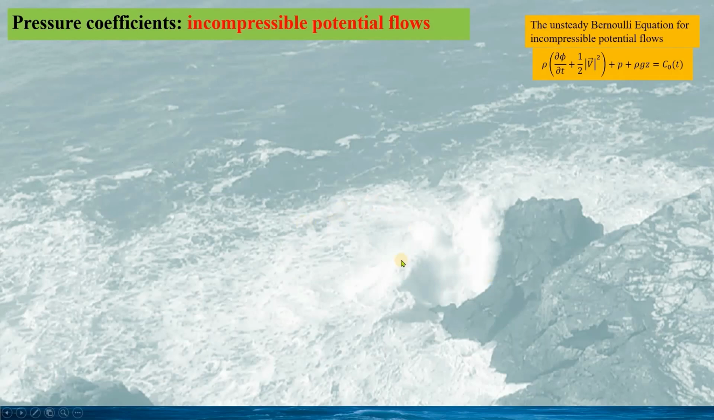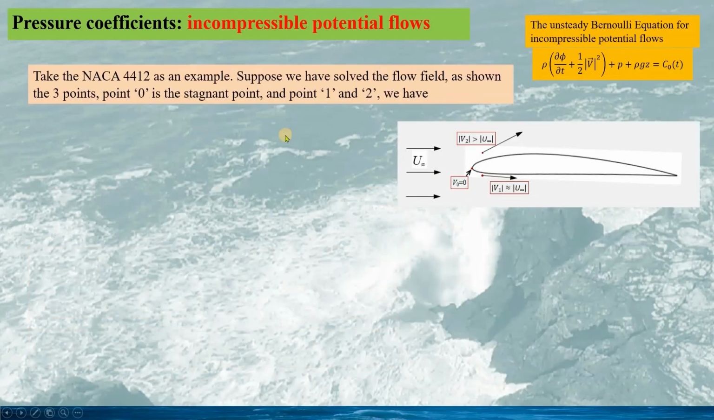Now, in this slide, I will show how we can calculate the pressure coefficient if the velocity is calculated using the potential flow theory. And from the previous derivation, we can see the Bernoulli's equation for incompressible potential flow is given as this. Now we take the NACA 4412 as an example. Suppose we have solved the flow field as shown in this plot. We have the velocity for 3 points.